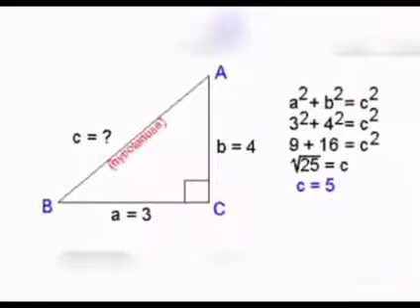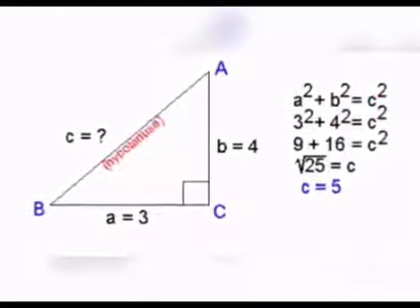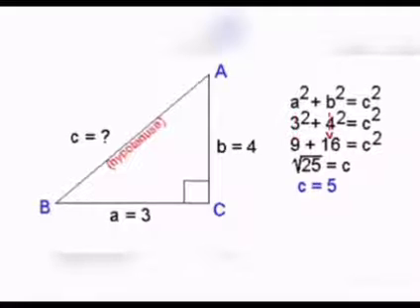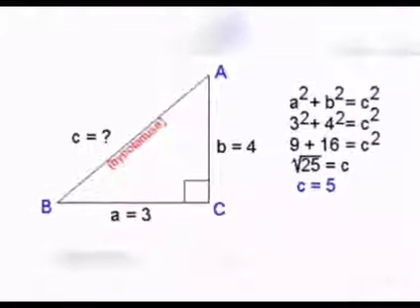Now substituting the values into the equation, we have 3 squared plus 4 squared equals c squared, where c is the hypotenuse side. The square of 3 is 9. The square of 4 is 16. Then we have that 9 plus 16 equals c squared. 9 plus 16 gives 25. To take away the square from c, we take the square root of 25. We now have that c equals square root of 25. Square root of 25 equals 5. Therefore, c is equal to 5.